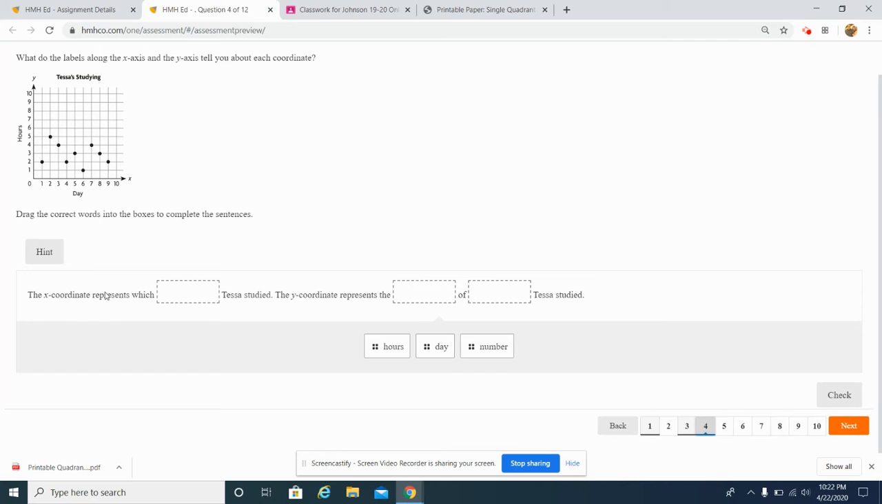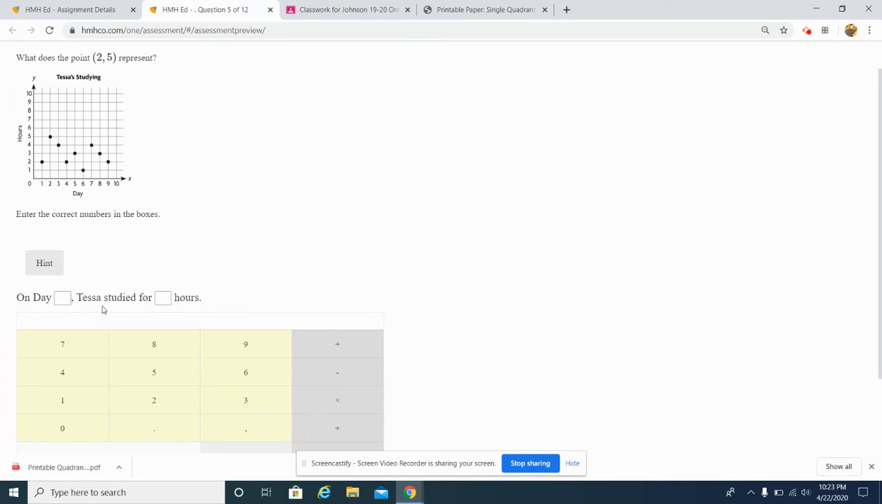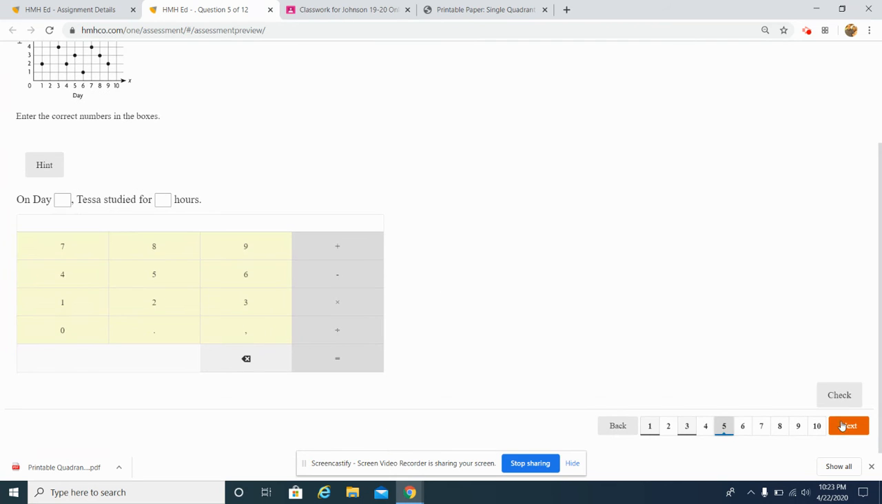So draw the correct words into the boxes. You got to read what do you think the x-axis is, what the y-axis is, and what she's doing. Okay, on day blank, let's see right here. What does the point 2, 5 represent? So 2, 5 on day what? How many hours did she study?